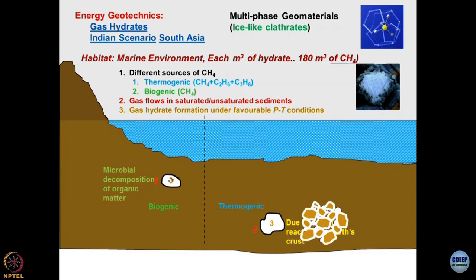So, whether it is atomic waste disposal, which we were discussing the other day, or whether it is gas hydrates, these are good examples of how geomaterials behave when they come in contact with different environmental conditions. In other words, the response of the material when it is exposed to different environmental conditions.